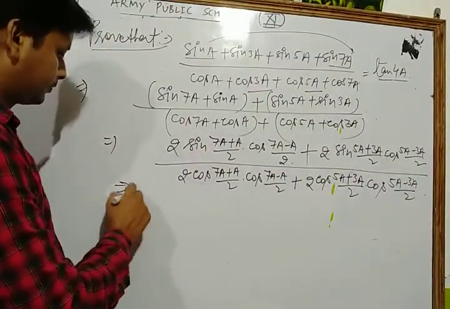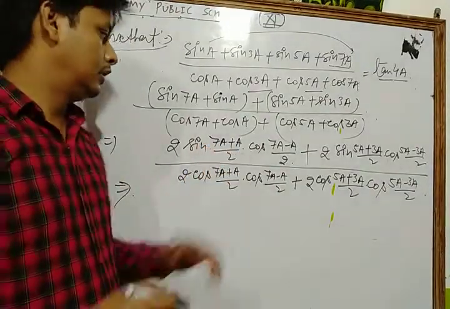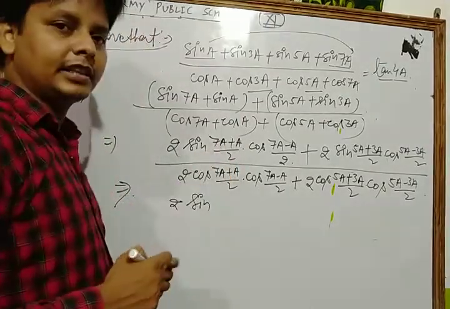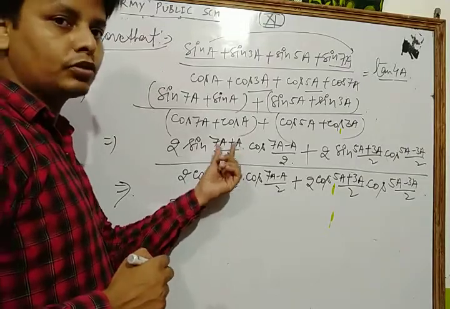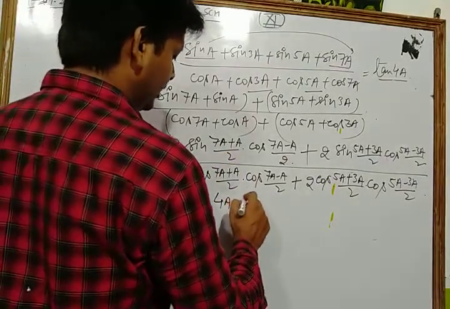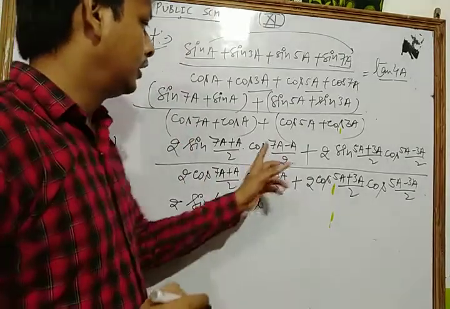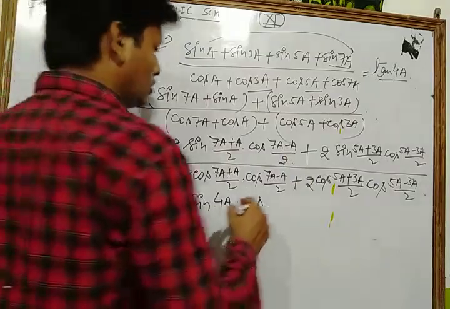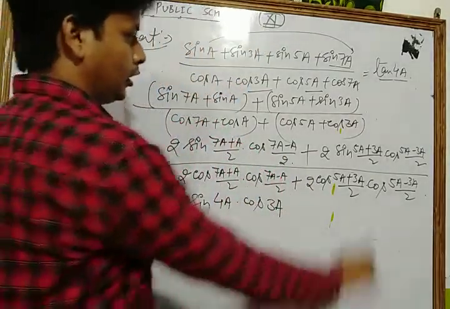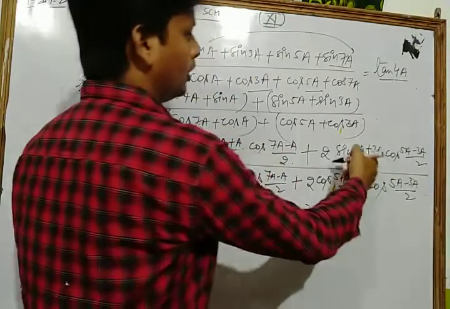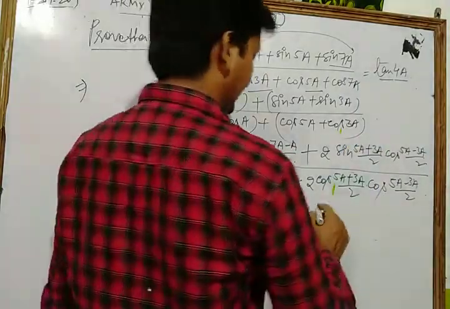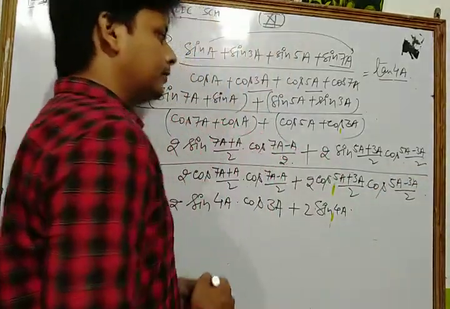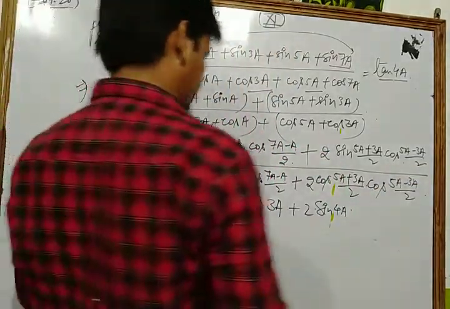Now let's see. Here 2 sin((7A plus A)/2), 8A upon 2, that is 2 fours are 8, that is sin 4A. And here, 7A minus A is 6A, 6A upon 2, 2 threes are 6, cos 3A is left. In the next part, plus 2 into (5A plus 3A)/2, 8A upon 2, sin 4A is left, into 5A minus 3A, that is 2A upon 2, that is cos A.